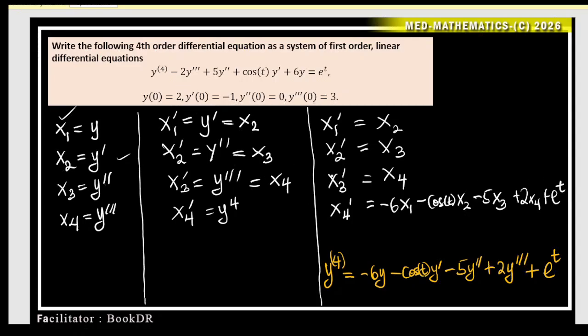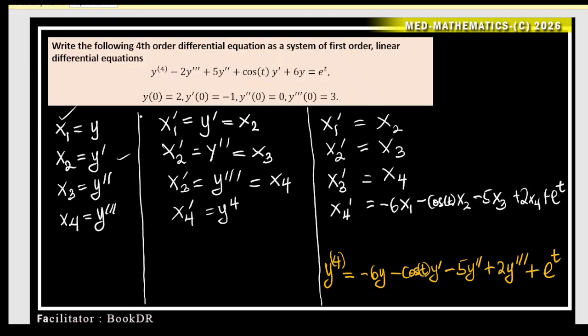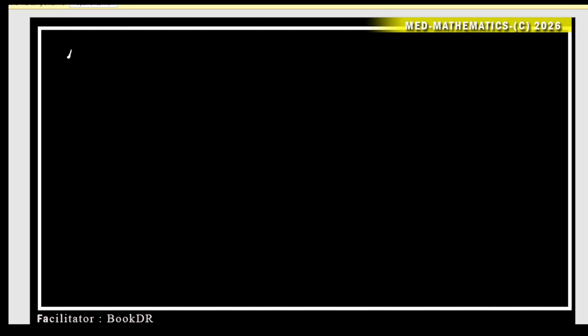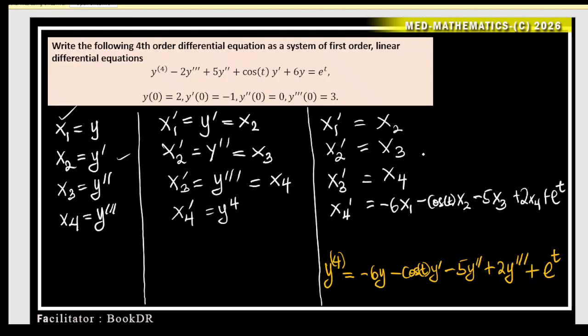Good. Now we'll convert this one to a matrix. So the first will be a column matrix consisting of all the primes over here. That is our new variable primes. So the column matrix will be x1 prime, x2 prime, x3 prime, and then x4 prime. Then this is equal to, we'll convert these expressions on the right to a matrix. We'll write the matrix by picking the coefficient of x.